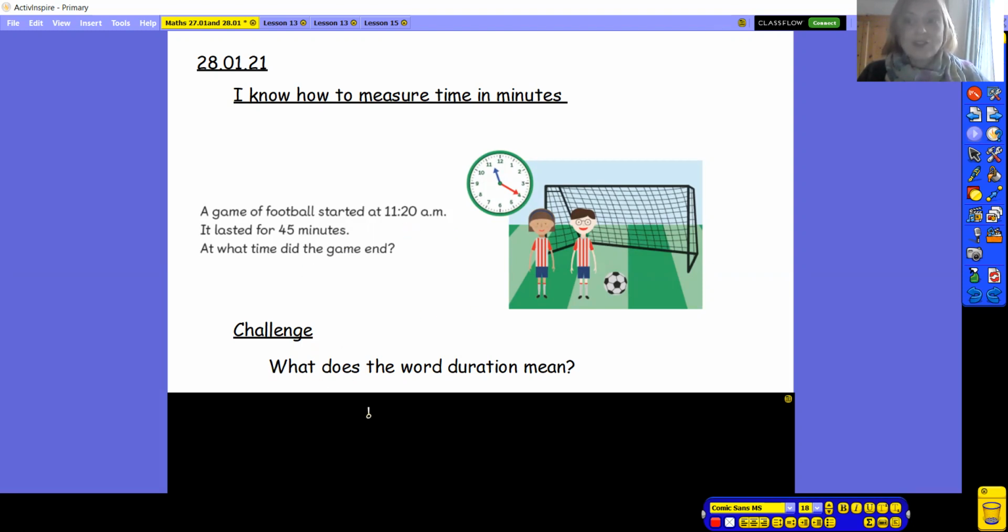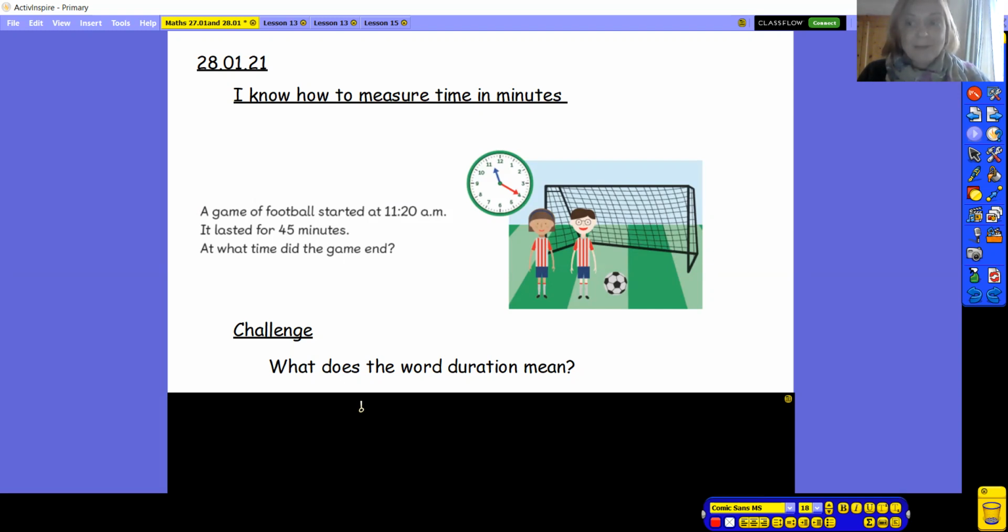What does the word duration mean? Now, duration obviously is a time word, and if you're not sure, I would suggest that you go and look it up in the dictionary or look it up in Google and then write down on your piece of paper or your maths book what the word duration means. It's quite useful sometimes. So what you're going to do in a minute is you're going to pause me and then come back after 5-10 minutes, whatever time you feel is the best, and then we'll look at the answers. All right? Okay, off you go. See you in a minute. Bye-bye.